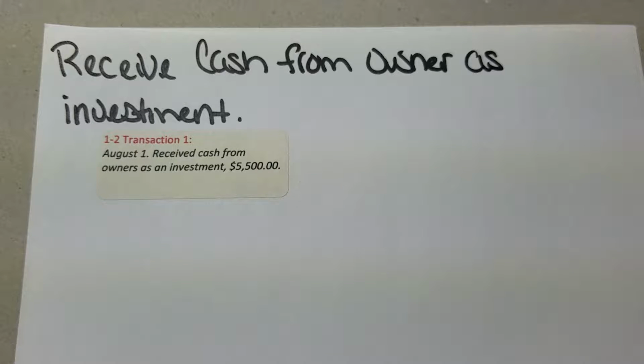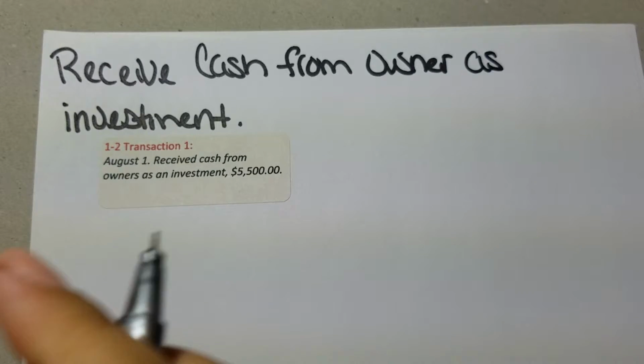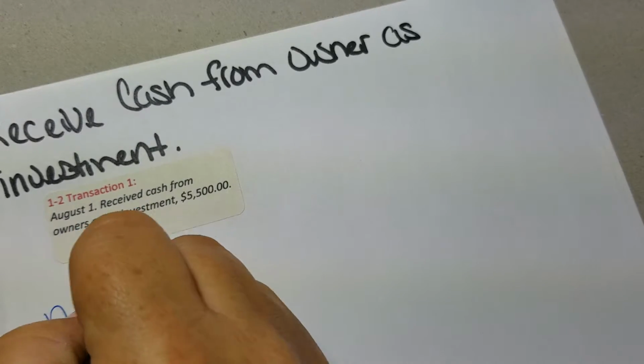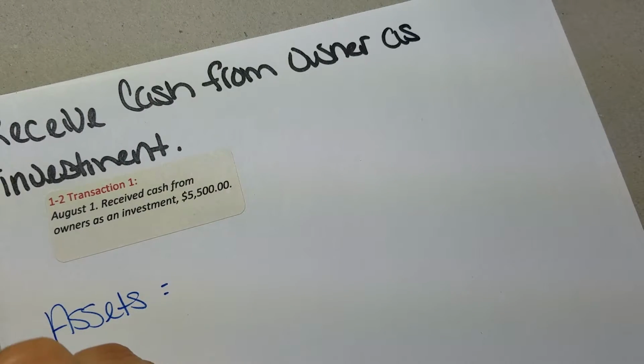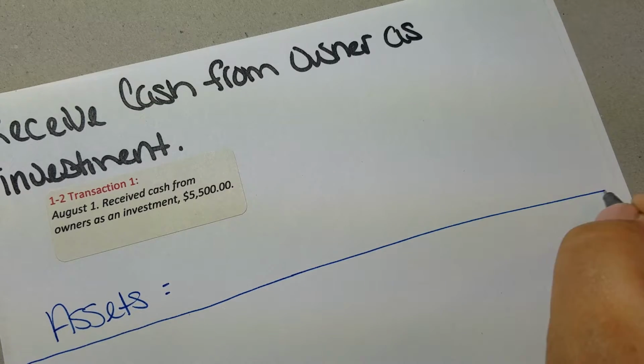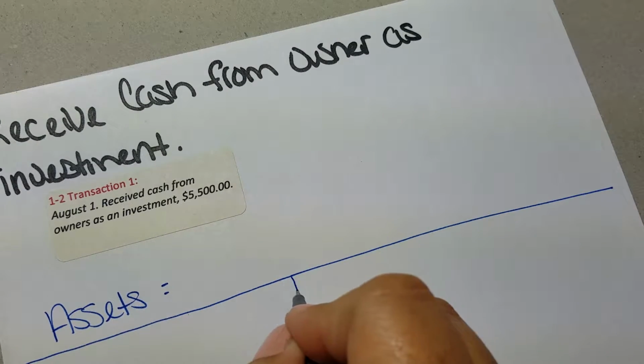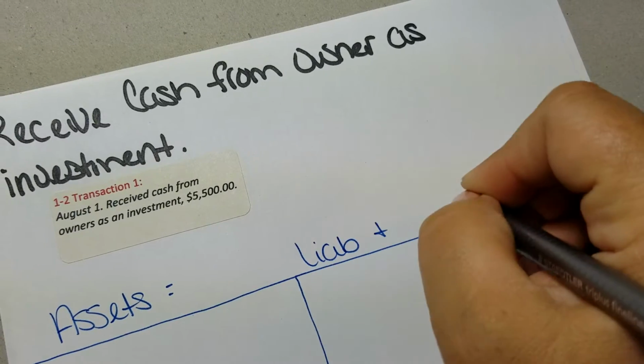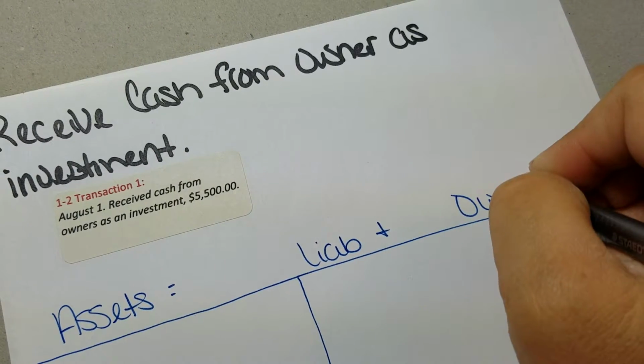So if we go back to our accounting equation, let me draw it again here. Assets equals, draw my T, liabilities plus owner's equity.